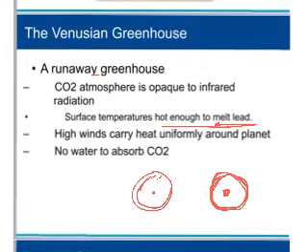Its greenhouse effect is so strong compared to ours that it makes the interior hot enough to melt lead. And the high winds swirl pretty uniformly around the planet.